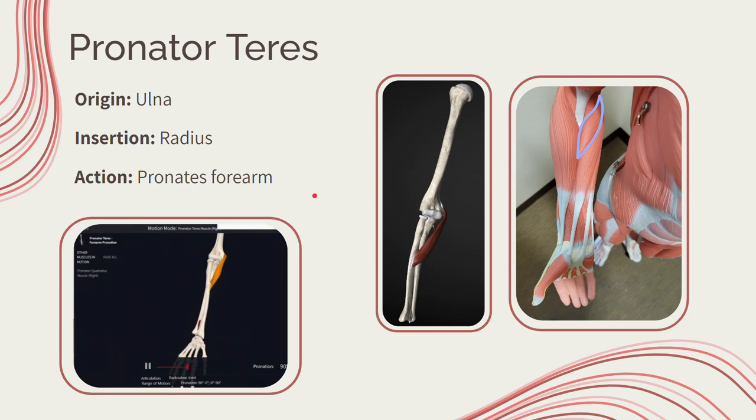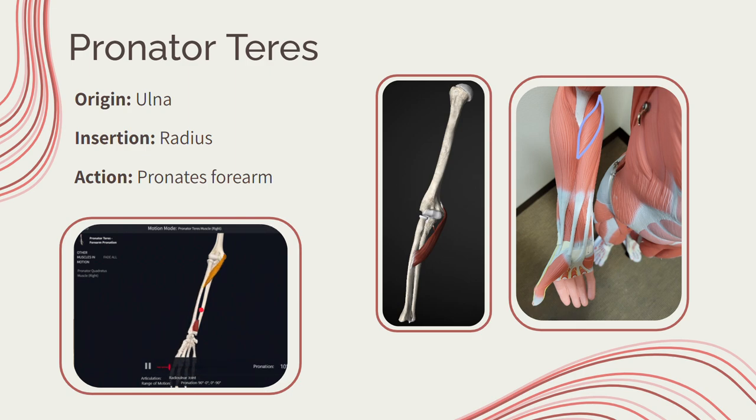Okay, so next we have the pronator teres, and the pronator teres originates on the ulna. We can see here how it's attached to the ulna, and then its insertion is on the radius. I know it looks here like it's on the humerus. It is attached to the humerus as well, but we just need to know that it's attached to the radius. So this little tiny area right here is the radius. And as in the name pronator, it pronates the forearm.